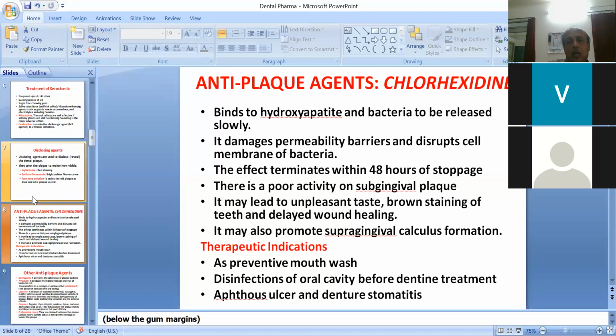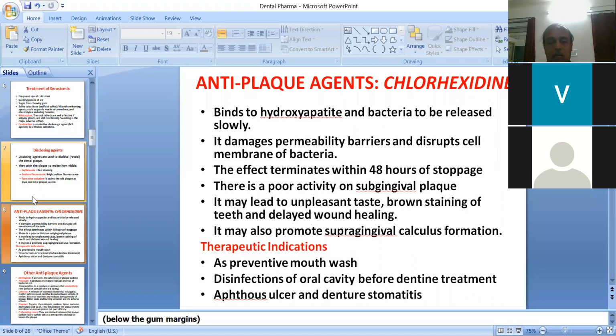Okay, anyway, chlorhexidine can also produce brown staining of the teeth. It can delay wound healing. It also promotes supragingival calculus formation. That is another drawback. So regular use, we cannot advise that everybody should use chlorhexidine daily, routinely. That is not enough. So what are the therapeutic indications where we indicate this drug?